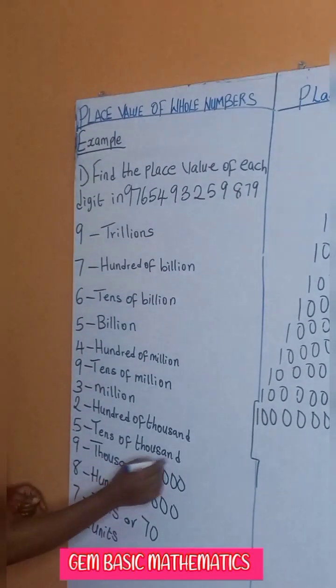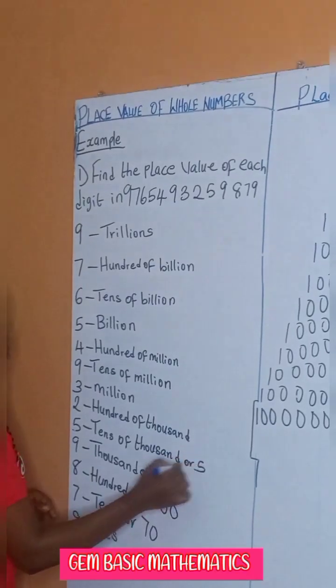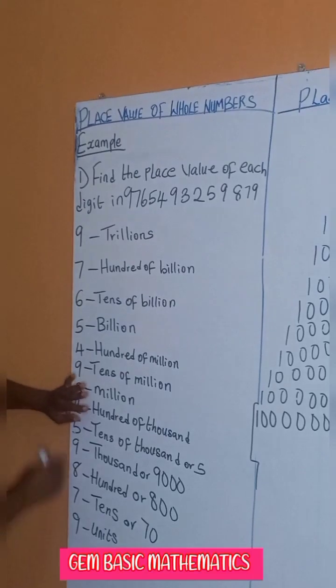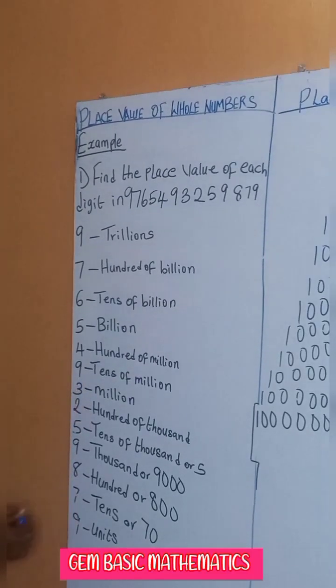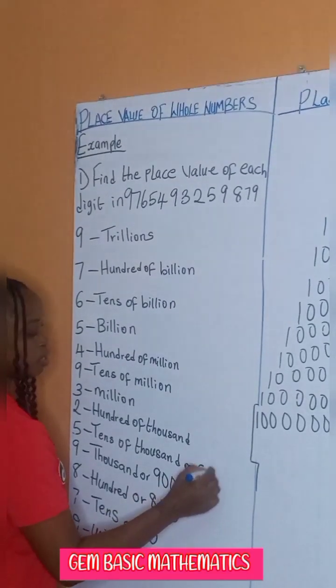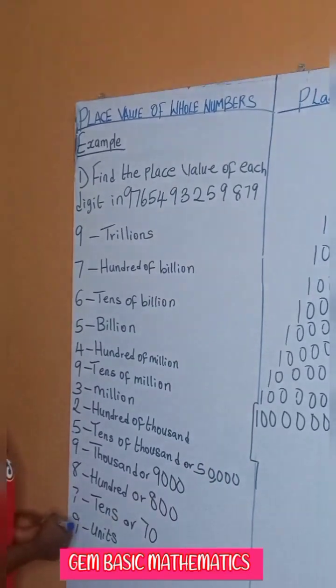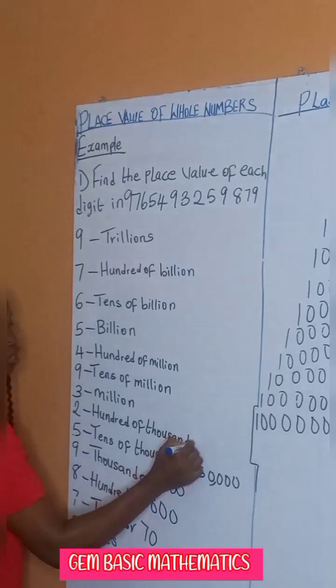Same thing with this, 5. Once you write 5, cover it and count the numbers. You have 1, 2, 3, 4. 4 zeros. So this is 50,000, or 50 thousand. So continue like that.